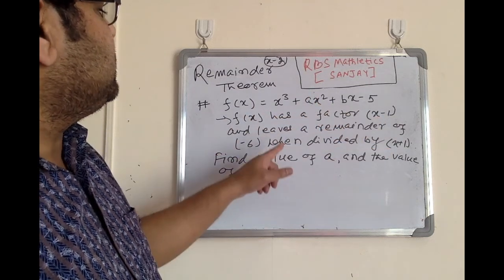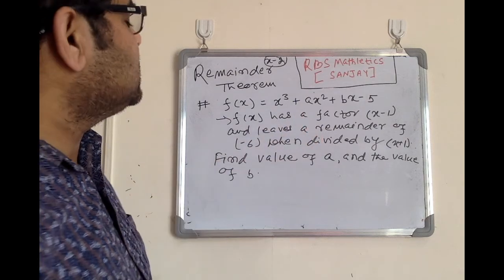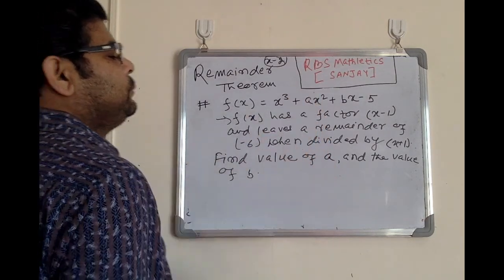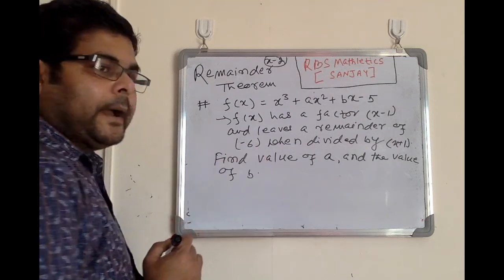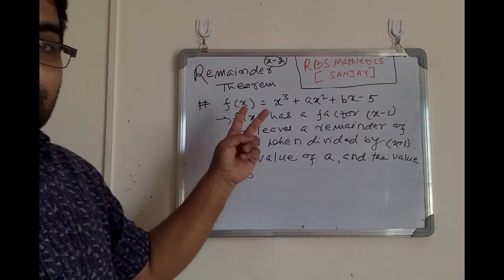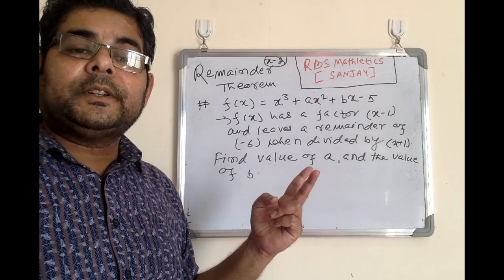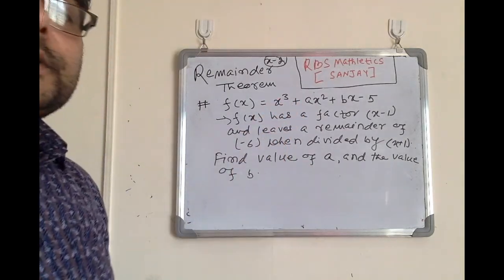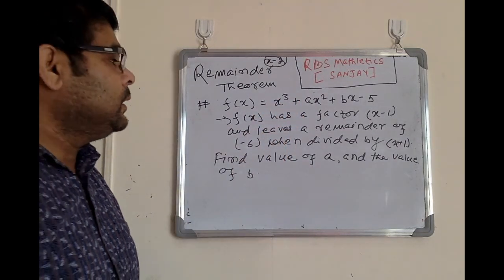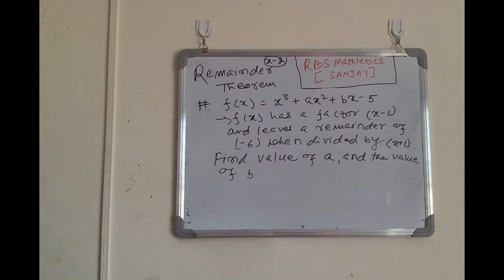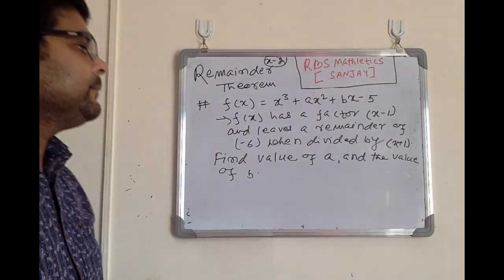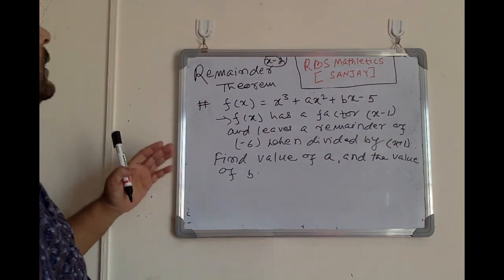But in the second part, you are using the remainder theorem, because when you divide the given polynomial by x plus 1, it leaves the remainder of minus 6. So by these two conditions, you will have two simultaneous equations, and when you solve those two simultaneous equations, you will have the values of a and b. If you would like to read it out, you can read it properly, or you can pause your video and have a look at the question first.